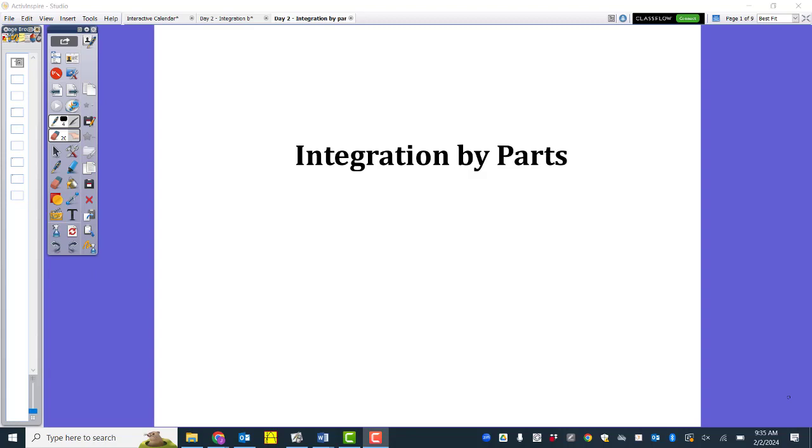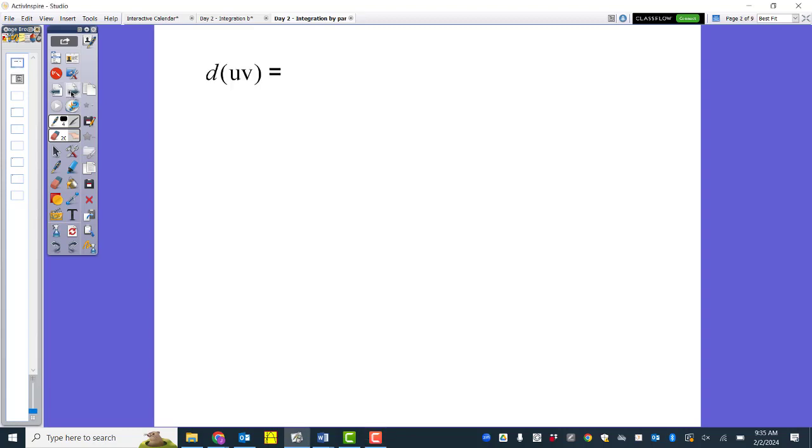Today we're looking at integration by parts, which is one of our special BC-only integration techniques. Ignoring this right here, we're just going to get straight into the formula. The formula for integration by parts says if you have the integral of u dv, that's equal to uv minus the integral of v du.